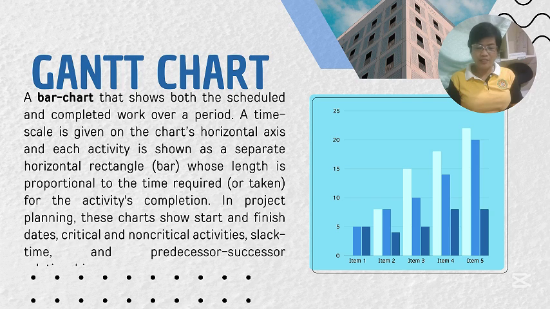A Gantt chart is a bar chart that tracks the progress of your project. It shows the scheduled and completed work over a period of time. On the horizontal axis of the chart, there is a time scale and a separate horizontal bar that shows each completed activity. This chart summarizes the activities, dates, rest periods, and relationship of events.